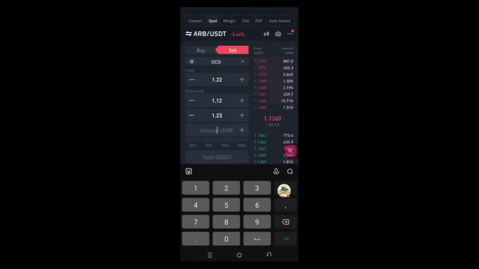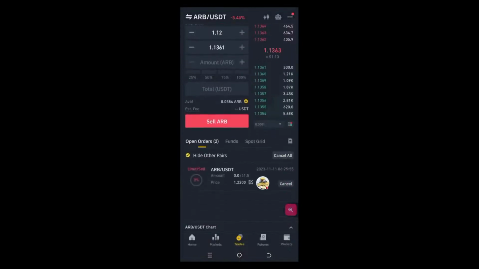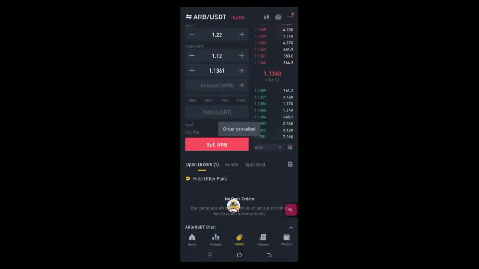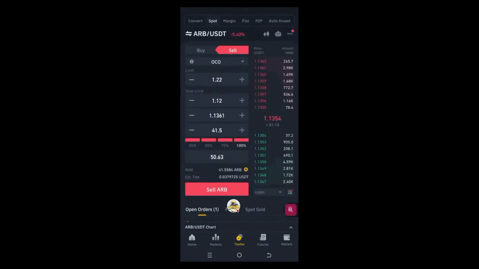So maybe just for the sake of this, maybe I should just cancel that so that you can see what I'm saying. So if I cancel this, don't forget what I put here is 1.22. So you just pick up everything, right? Can you see what's going on here? So all of these things are set. So by the time I click on my sell ARB, one of 2 things is going to happen, and that's one cancels the other.